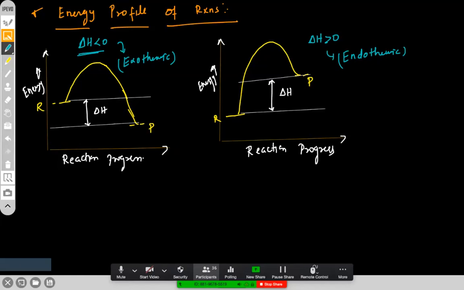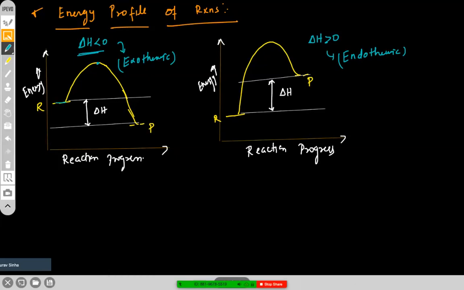Clear? Now, this is what we have. We have one reactant, activated complex, and then product, when we have only one step, a single step. So in a single step, we have one peak and a product, right?